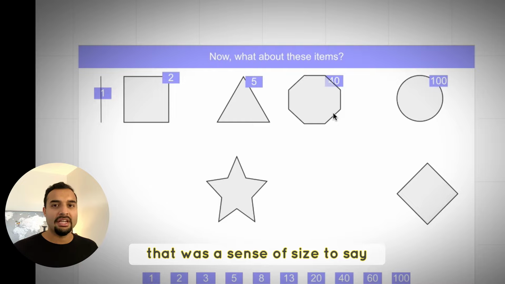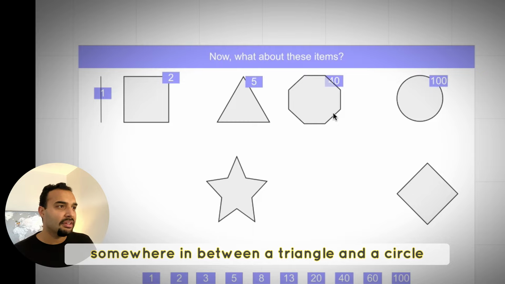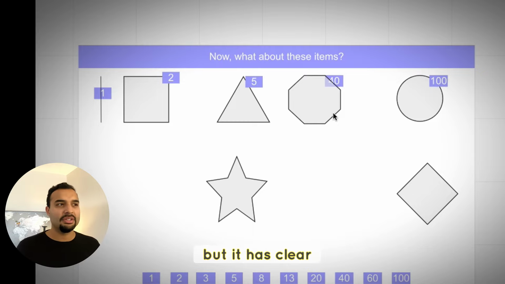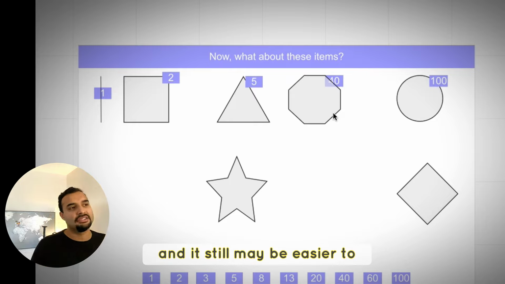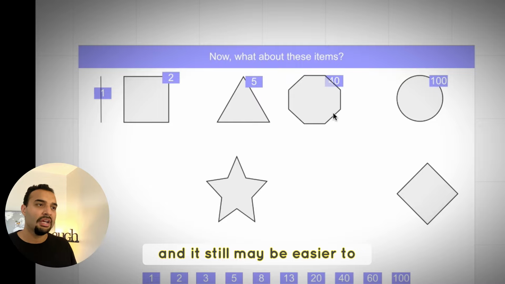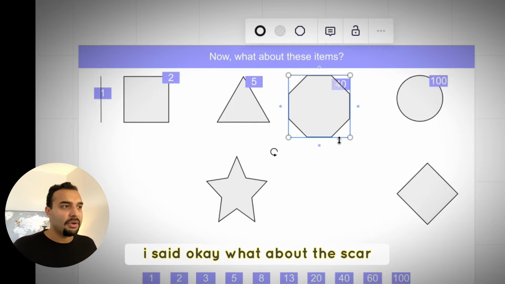That was a sense of size to say, oh, it's somewhere in between a triangle and a circle, but it has clear straight lines that can turn into sides, and it still may be easier, more towards the triangle than a circle to draw. I said, okay, what about the star?